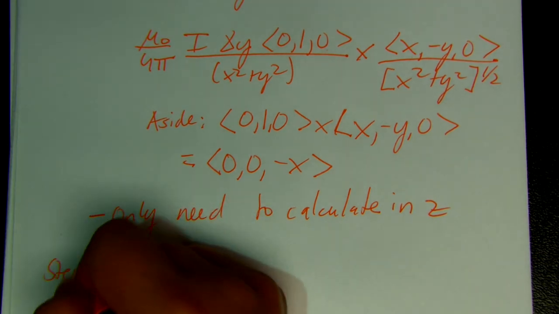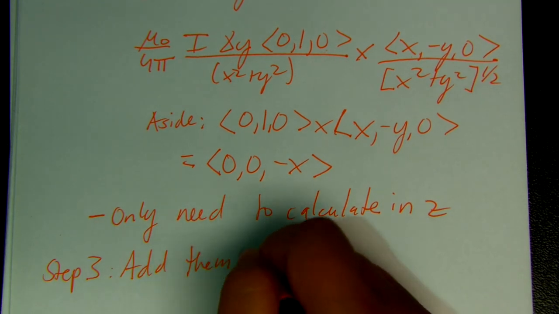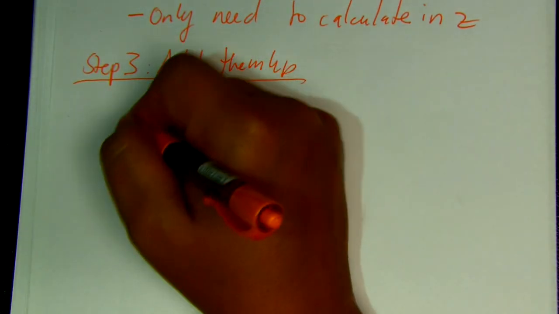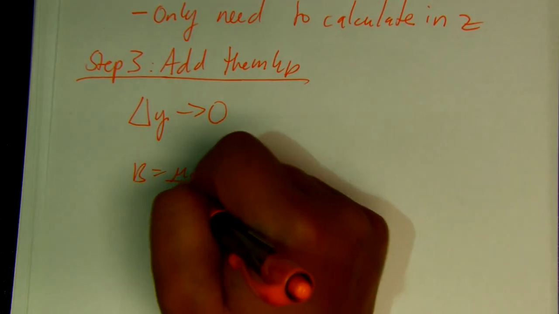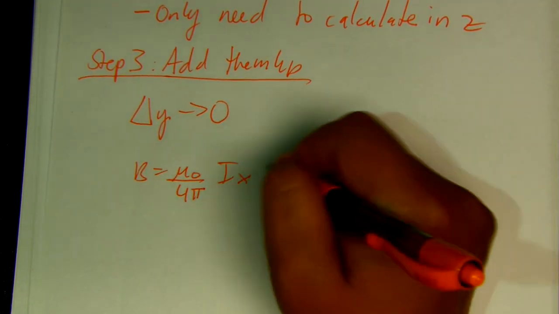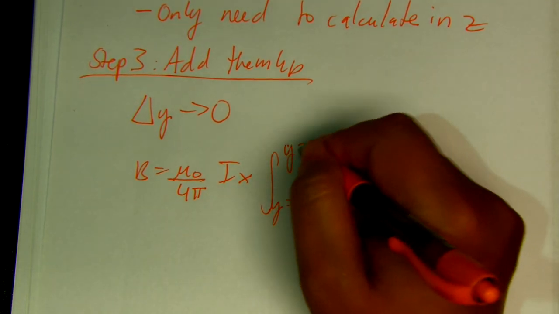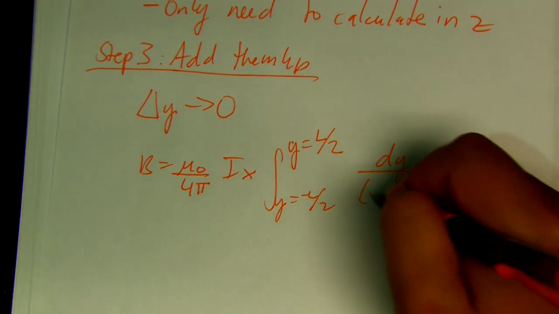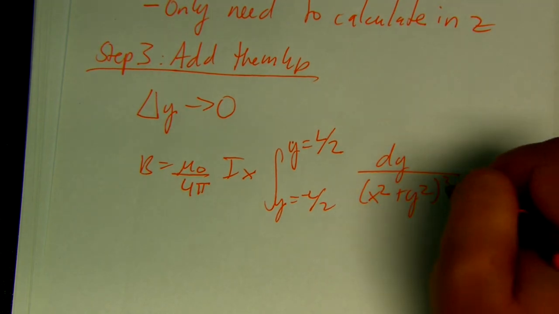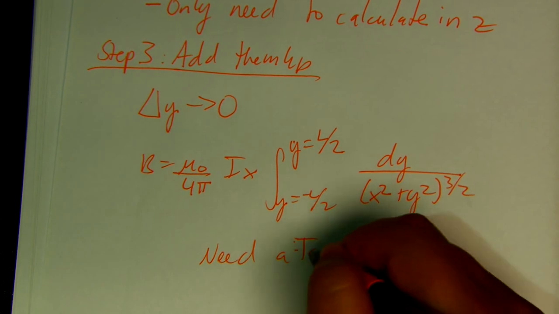Okay, so step 3, we're going to add them up. And this is going to be an integral approach. So delta y will go to dy, B equals mu naught over 4 pi, I x, integral going from y equals minus L over 2 to y equals L over 2, dy over (x squared plus y squared) to the 3/2. This is another one where you need a table. So I will just give you the result.